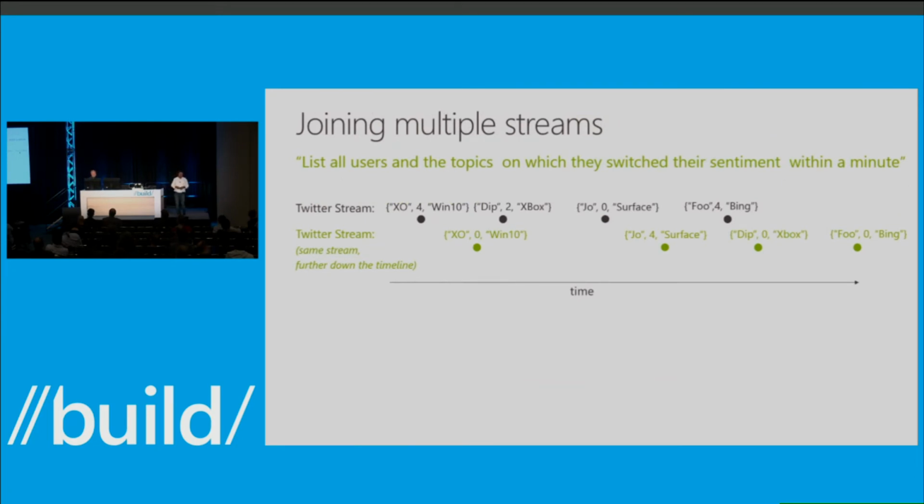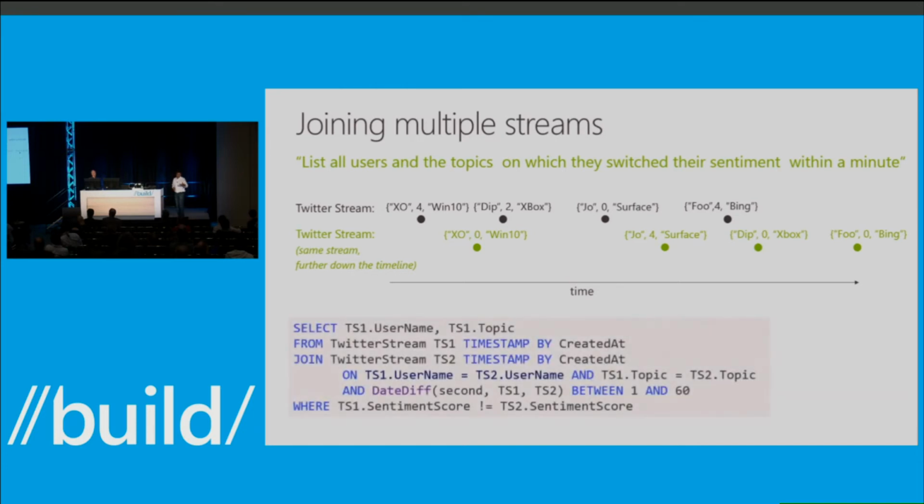Another useful thing is, how do I correlate data together? Let's take this example. I have the Twitter stream coming in, and the second one in the green is the same stream, but it's forward in time. If I want to see all the users who are tweeting on a particular topic, if they have switched their sentiment within 1 minute, these are some kind of pattern analysis that you're trying to do. How do I write that?